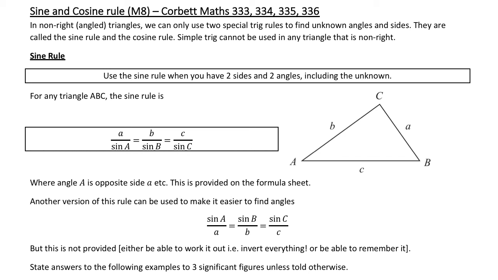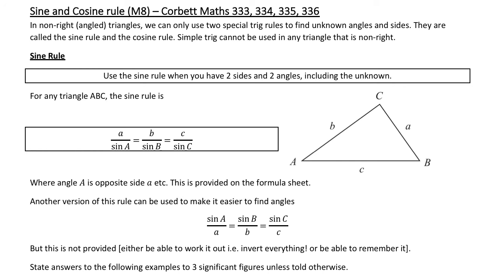And for any triangle ABC, the sine rule is a over sine A equals b over sine B equals c over sine C. And hopefully you can see the distinction between the letters A, B and C. They're all small, they're lowercase, and then the capital A, capital B, capital C represent the angles.